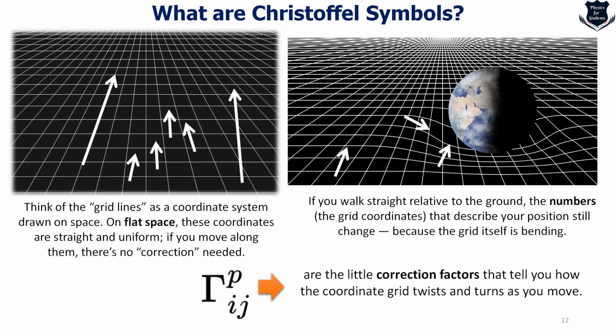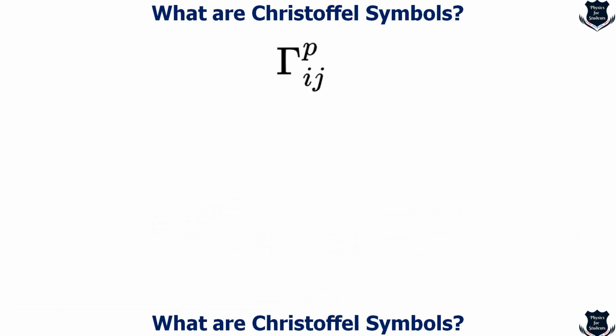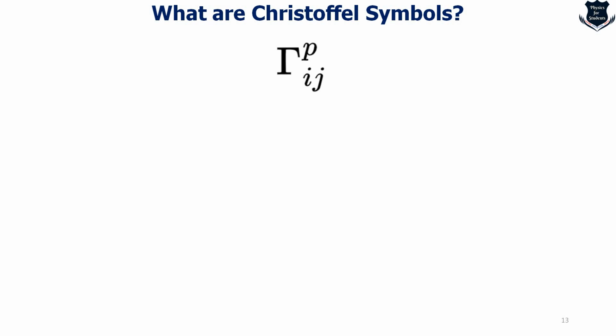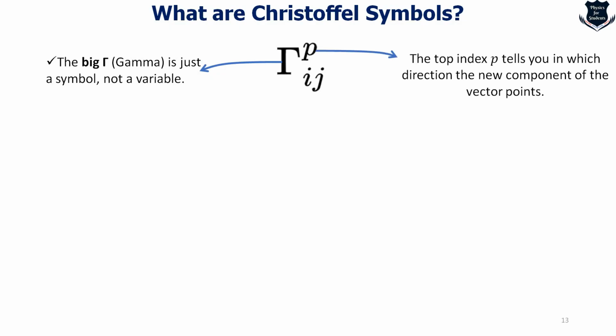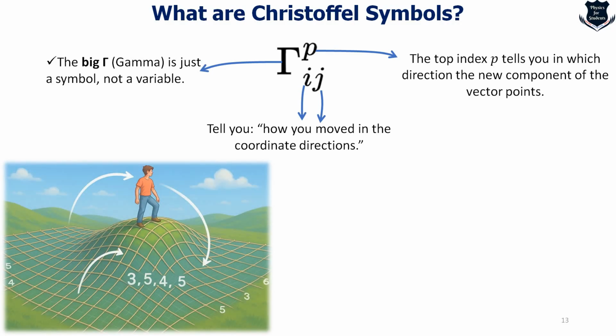So this is a fairly intuitive and schematic diagram which gives you an understanding of how things bend and why the Christoffel symbols are required. Here you can see further that this is the Christoffel symbol. The gamma is basically the Christoffel symbol. The top index, we will see further, tells you in which direction the new component of the vector points, and the lower indices tell how you moved in the coordinate directions. This is a kind of schematic diagram. Let us zoom in on this, we will understand.